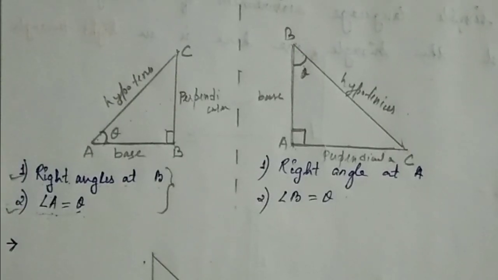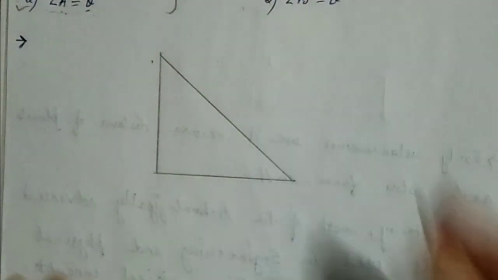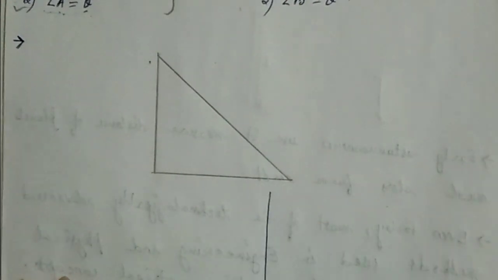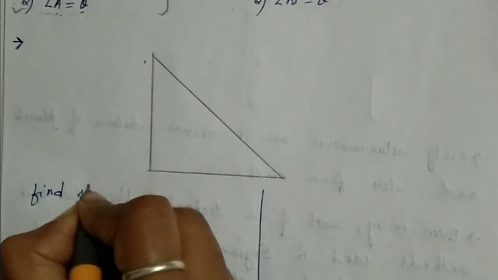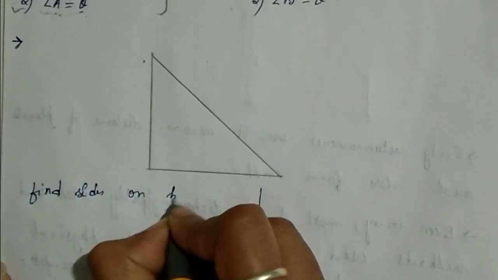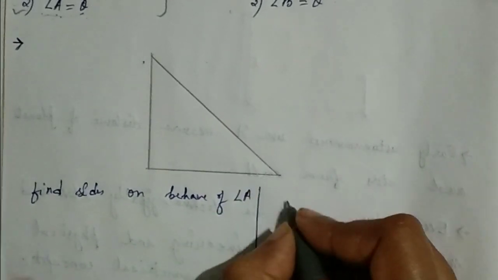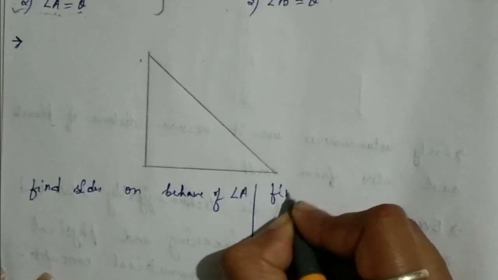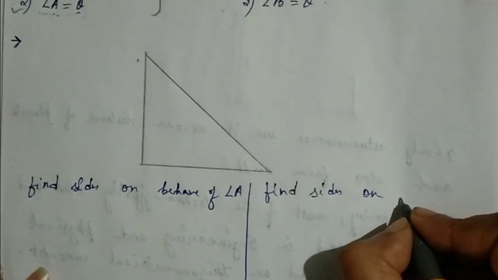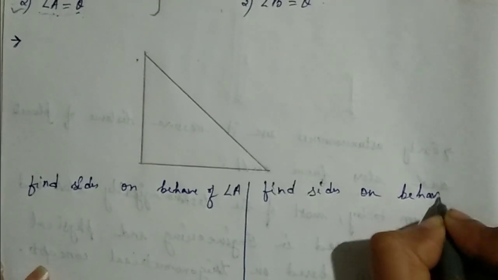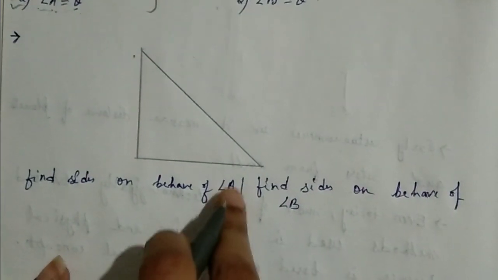Now let us consider one more example so that our concept gets totally clear. Let us assume that we have been asked two questions: find sides on behalf of angle A, and second, find sides on behalf of angle B. Now let us consider the first one.